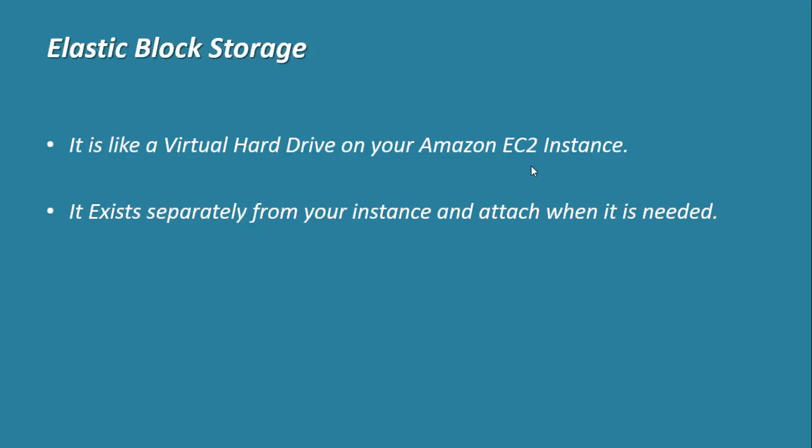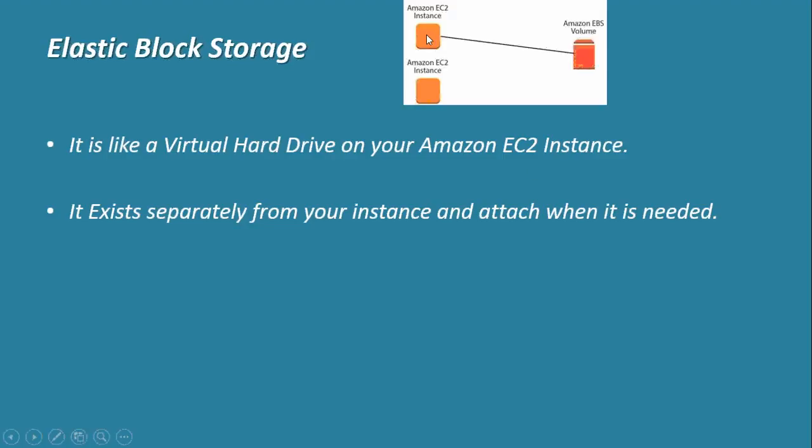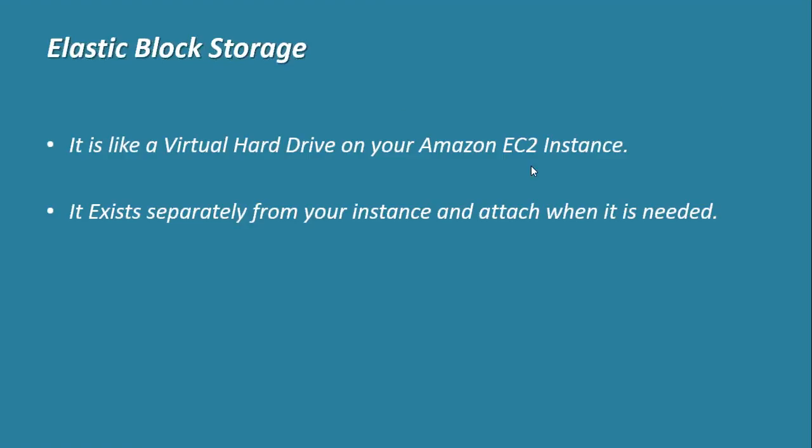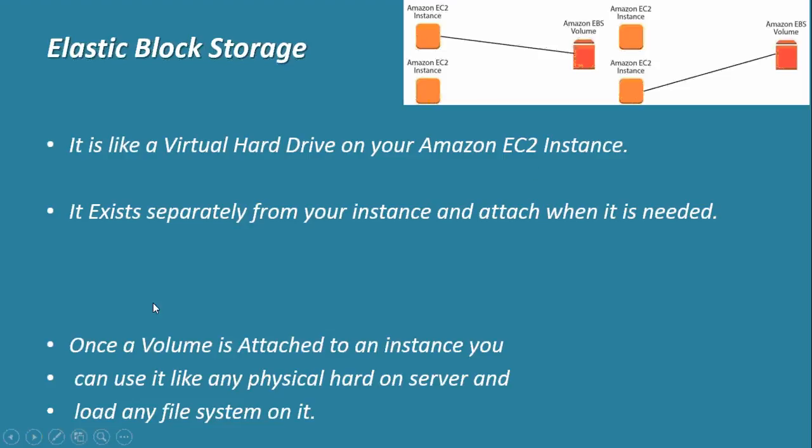So as and when needed, you'll be able to attach a volume. Let's say this particular EC2 instance needs a volume attached; you can attach that. One volume can be attached to only one EC2 instance, but an EC2 instance can have multiple EBS volumes attached. Once a volume is attached to an instance, you can use it like any physical hard drive on a server and load any type of file system onto it.